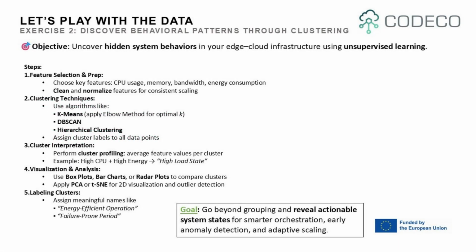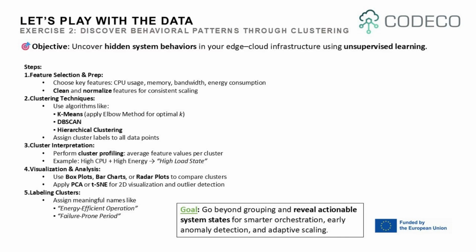Exercise 2. Discover behavioral patterns through clustering. In this exercise, you'll use clustering techniques to uncover hidden behavioral patterns in your edge cloud infrastructure without needing any labels in advance. Clustering helps you group similar system states together, whether they represent high load, idle behavior, network congestion, or potential anomalies. Start by selecting relevant features from your dataset. For example, CPU usage, memory usage, ingress and egress bandwidth, or node energy consumption. Clean and normalize the features to ensure they're on a similar scale. This is critical for effective clustering.